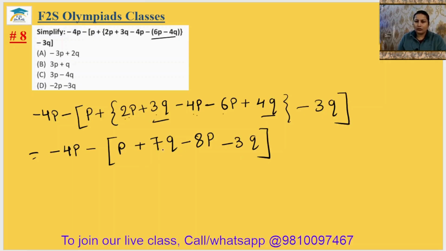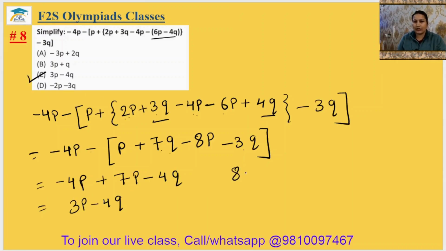Okay. Now 7q minus 3q is 4q, and here it will be 7p. So minus 4p and minus 7p, and it is outside minus, so minus minus plus 7p. 7q minus 3q plus 4q. So when it comes out, it will be minus 4q. So minus 4p plus 7p is 3p minus 4q. It is in option number C. The eighth answer will be option C.